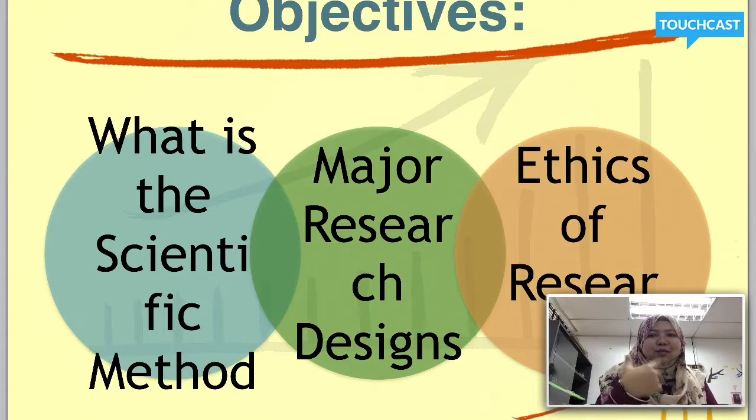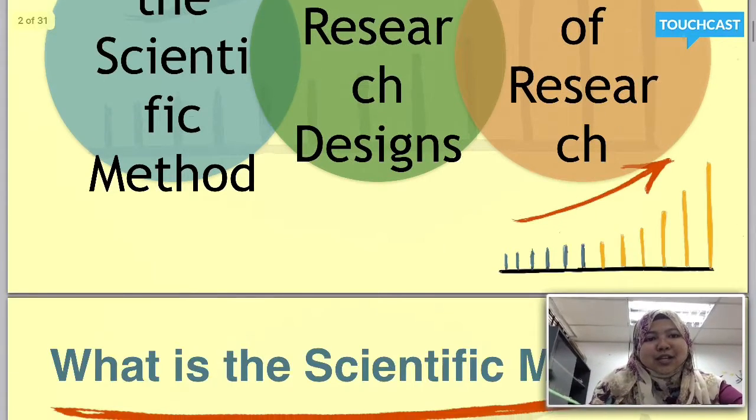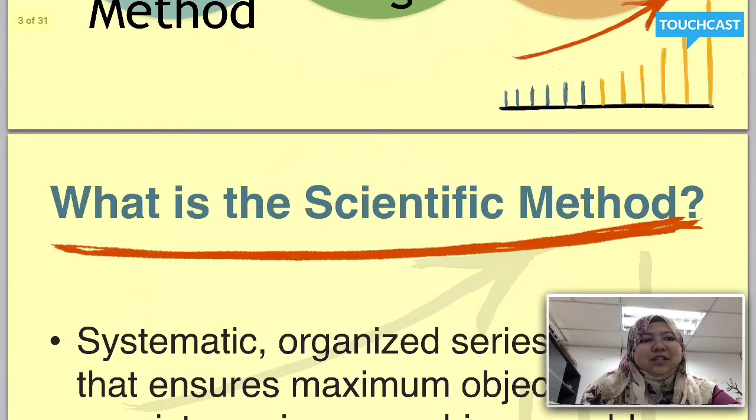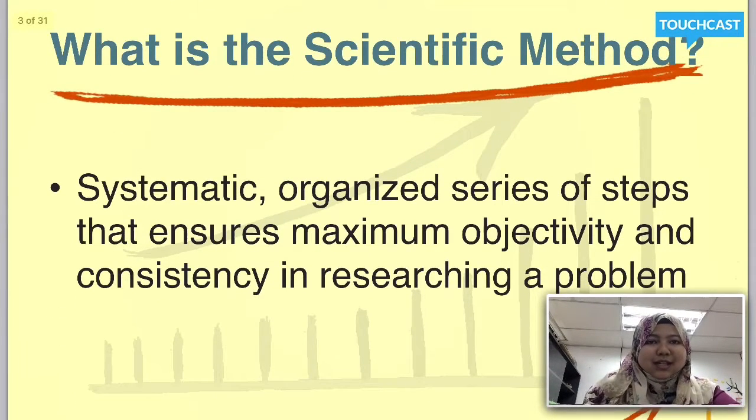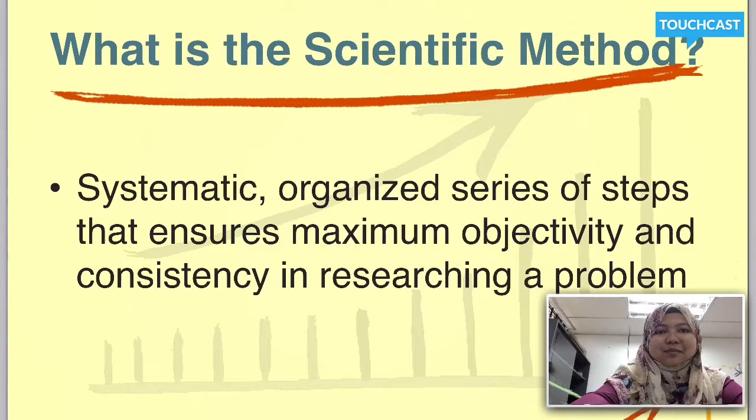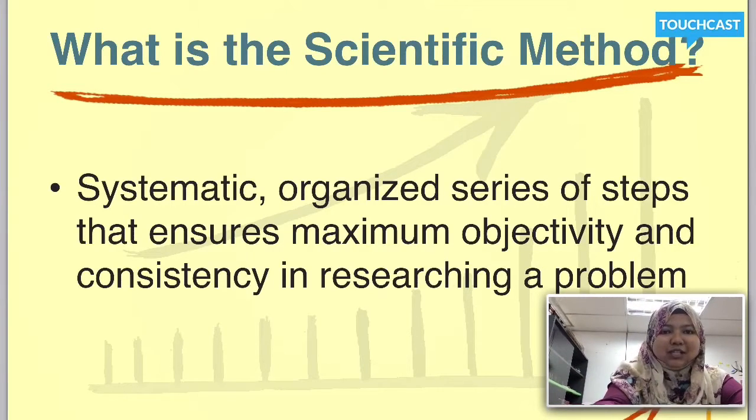of sociology also mention about how we learn sociology, how we know about the society based on the scientific method. So we're moving on to the definition of scientific method. Scientific method is a systematic organized series of steps that ensure maximum objectivity and consistency in researching a problem.